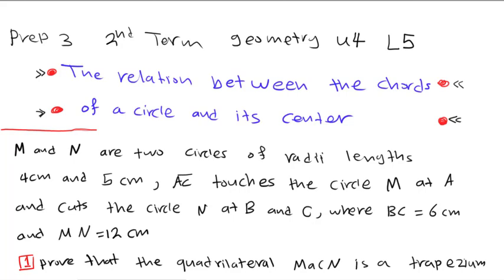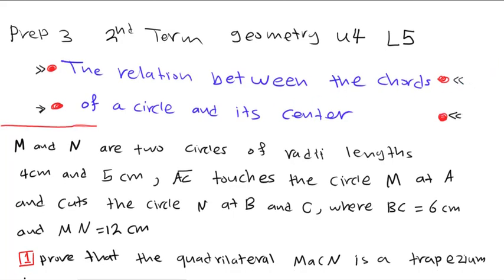Today we have an exercise for excellent students. This exercise belongs to the previous 3 second term geometry branch, for lesson number 5. The title of our lesson is the relation between the chords of a circle and its center.